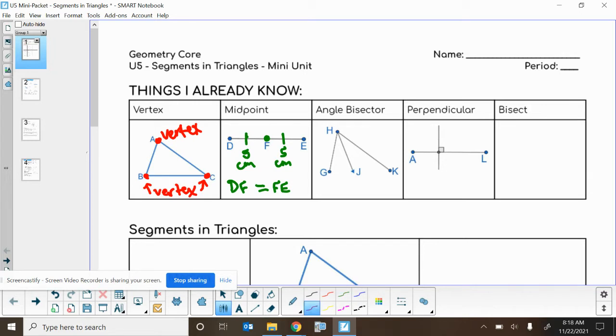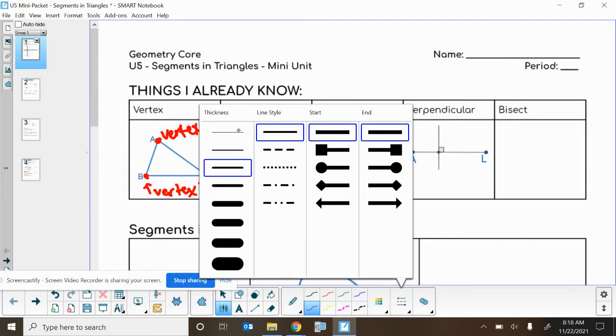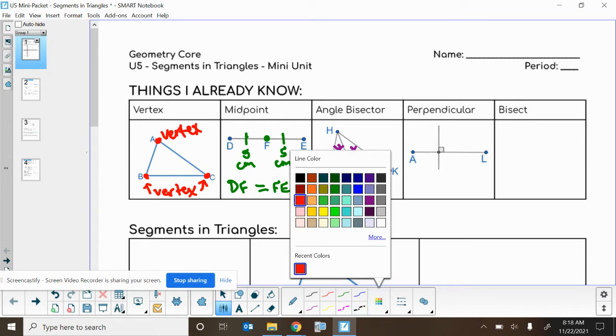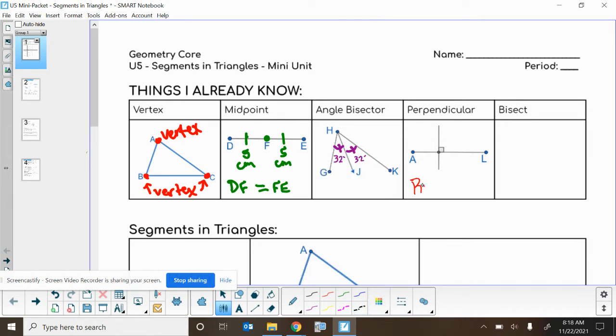An angle bisector implies two congruent angles. So we know that these two angles are the same. You could mark them with an arc and a tick, or just a single arc, as long as you mark them the same. And so we can also see them as having, maybe they're both 32 degrees. They would have the same angle measure. Okay, perpendicular means that we have right angles.